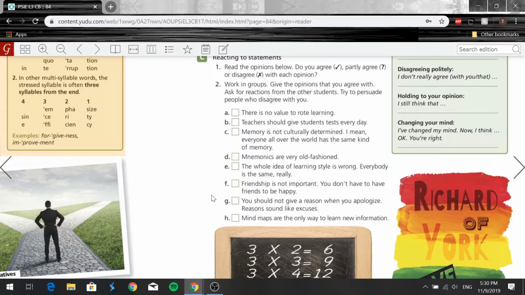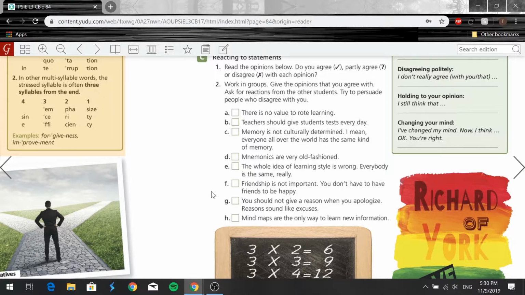F, friendship is not important. You don't have to have friends to be happy. And while that is true to a certain extent, that happiness does not last very long. And I should say it's not even true happiness. Like, the happiness that true friendship brings you is something that doesn't compare to being happy when you're alone. Yes, you could be happy for a short while, but that doesn't last very long. So that's a disagree from me as well.